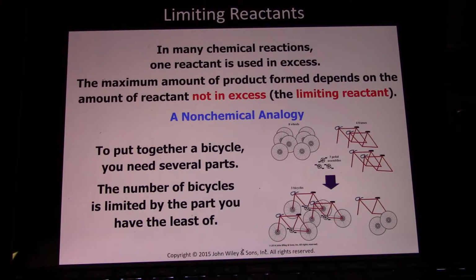Here we have an example with bicycles. If I have 8 wheels, 4 frames, but only 3 pedal assemblies, I could only make 3 bicycles. Because even though I have extra wheels and an extra frame, I'm out of pedal assemblies, and that is an essential component of a bicycle. And then once I run out of that, I can't make any more bicycles.